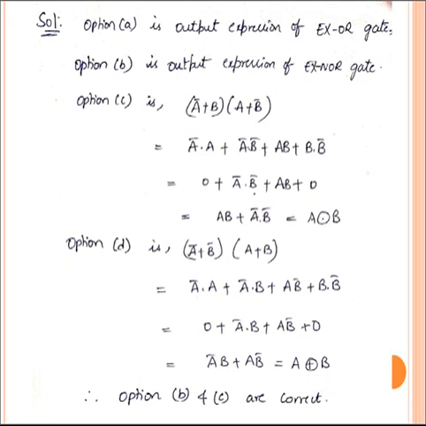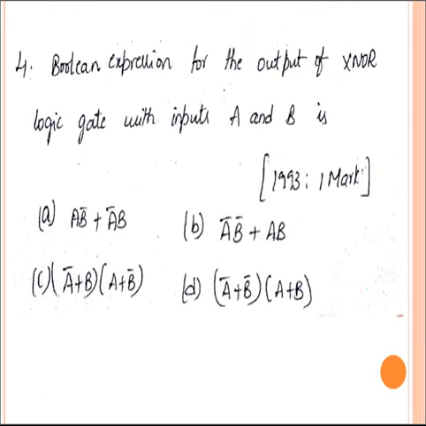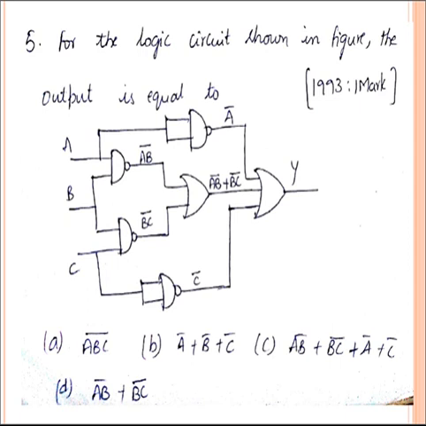So from the given question, options B and C are correct. Now see the next bit. For the logic circuit shown in the figure, the output is equal to. So this is the logic circuit and they have given the options.